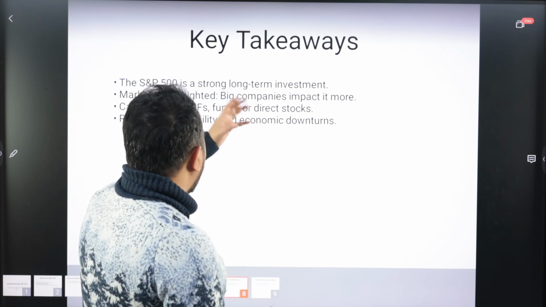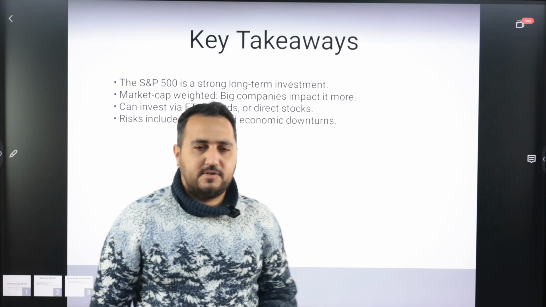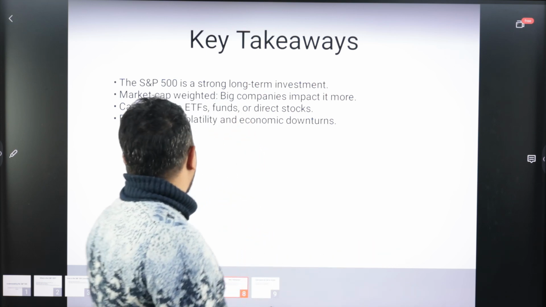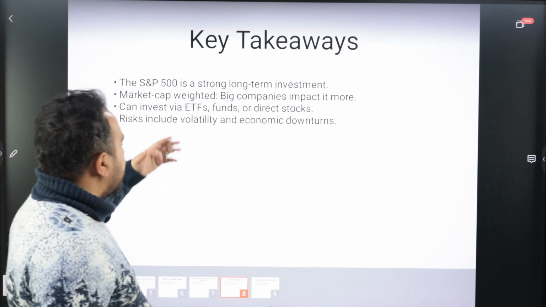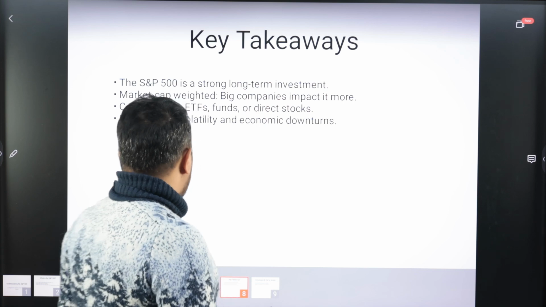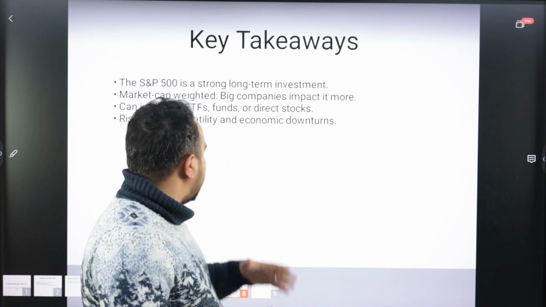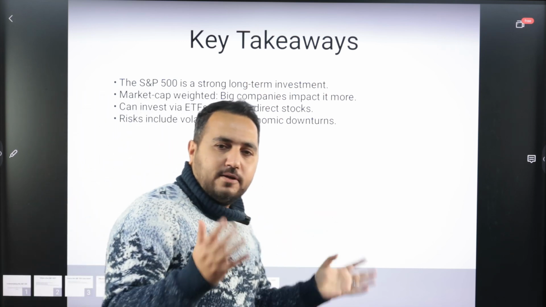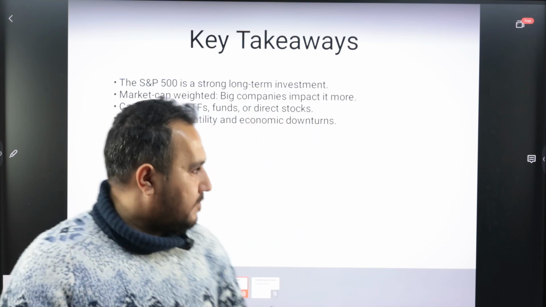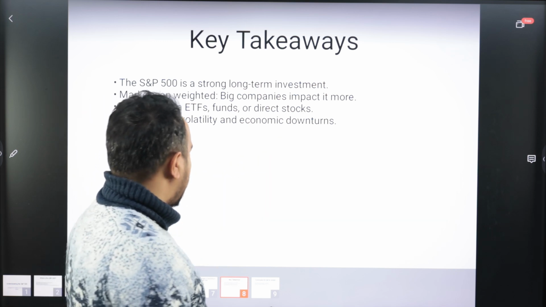Market cap weighting: big companies have more impact. Of course, we cannot compare a company like Apple or Microsoft with smaller companies. Everybody knows this. You can invest by ETF funds or direct stock. This gives you different options for investment. And I think that in human history, there is no index like the S&P 500. Risks include volatility and economic downturns.